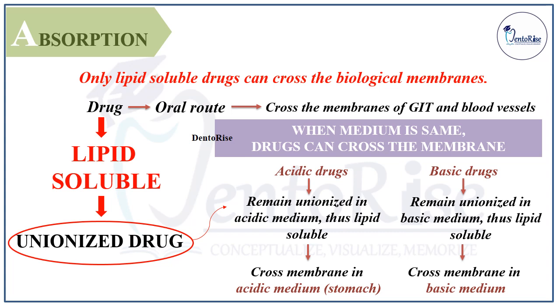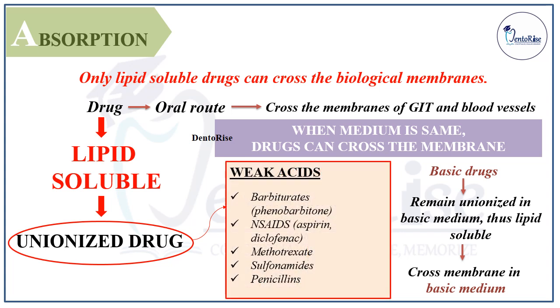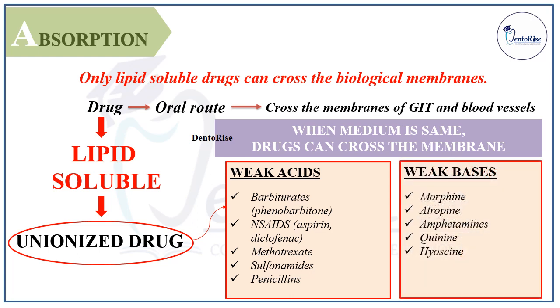Some examples of weak acids are barbiturates, NSAIDs, methotrexate, sulfonamides, penicillins. Some examples of weak bases are morphine, atropine, amphetamines, quinine, hyoscine, etc.